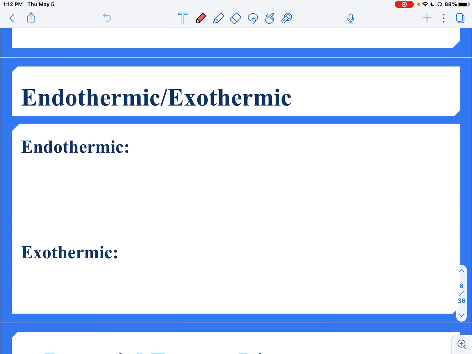We talked about this last unit, but you can go ahead and fill in the definitions. You can do this in your own words. Endothermic is a reaction or a process that absorbs heat. And exothermic is a process that releases heat.